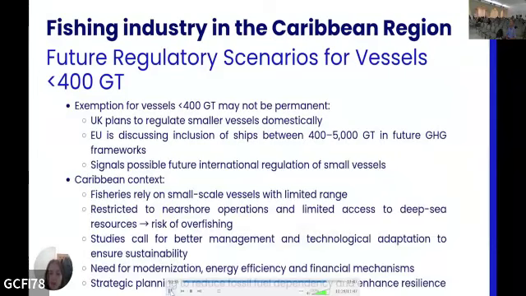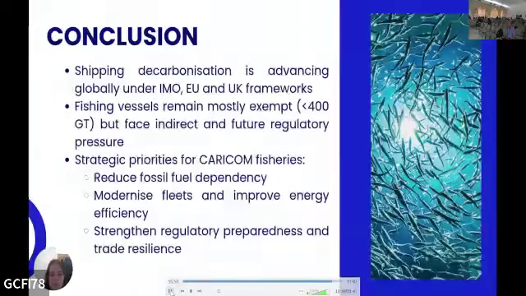The risks lie in the potential compliance costs and barriers to trade. There is also an opportunity to modernize the fleets, improve efficiency, and reduce fossil fuel dependency through regional cooperation and capacity building initiatives. Countries should also take the opportunity to negotiate these issues at the international level.